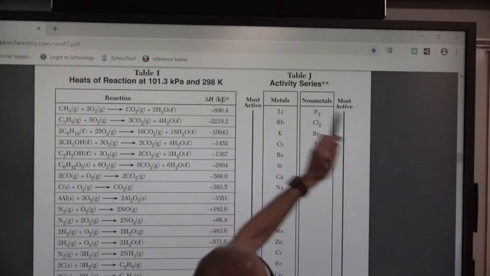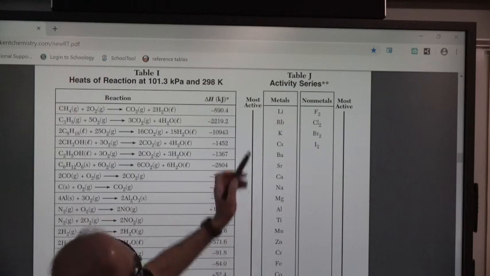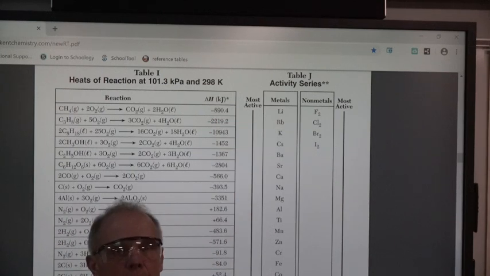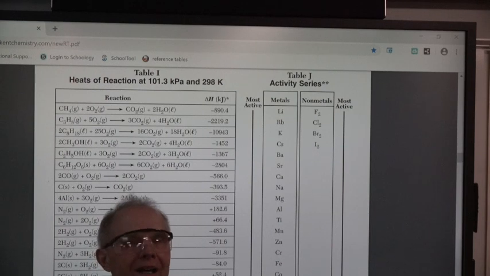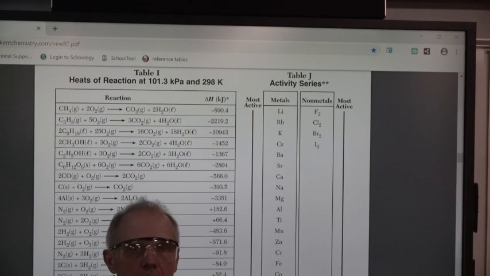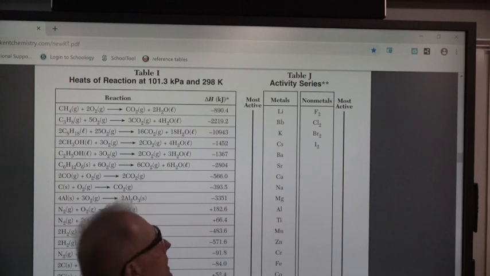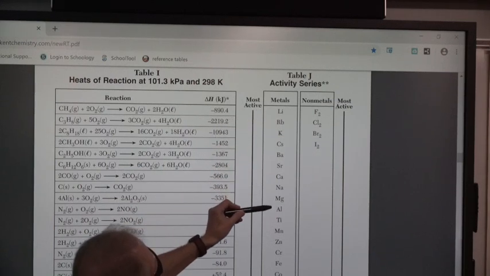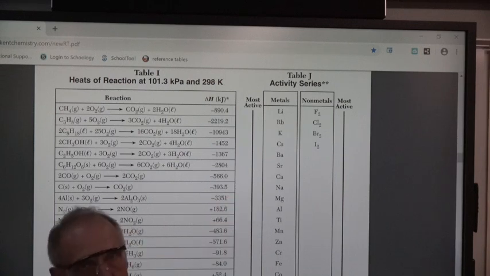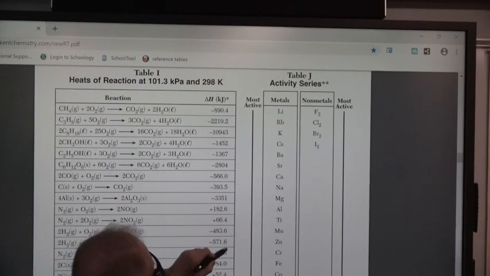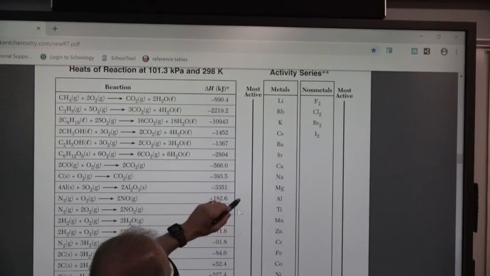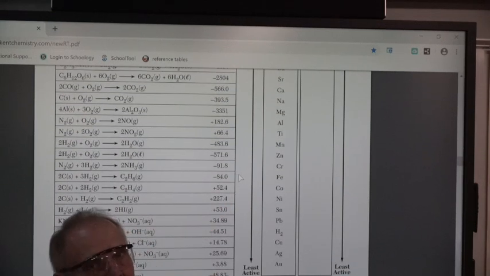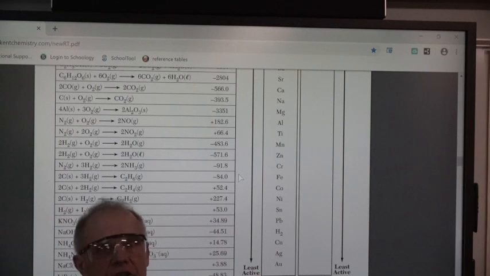It's called the activity series. And it's already labeled the most active metals. They're usually from group 1 or group 2. Remember, group 1 or group 2 metals are never found in nature alone because they're so reactive. So usually these are group 1 or group 2 metals all the way down to magnesium. Now, if we go down to here, these are the least active metals. So gold is the least active metal.